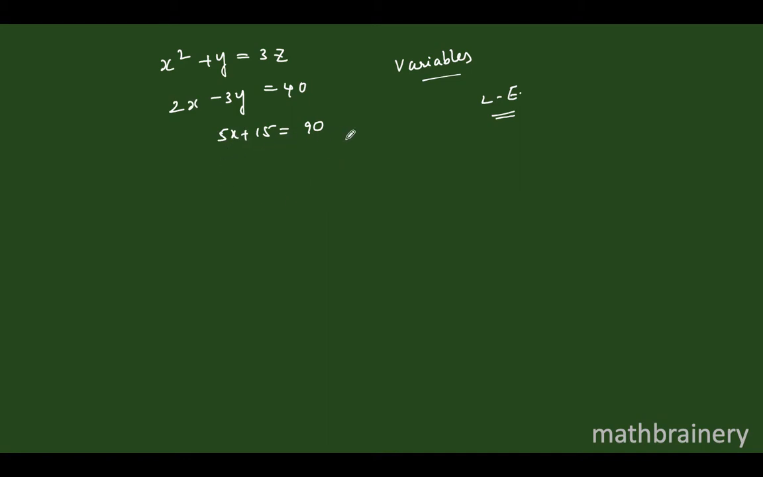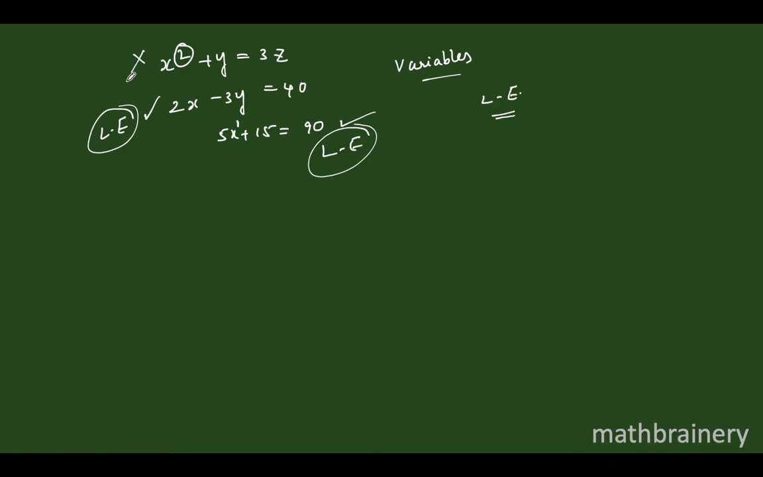Now here 5x plus 15 is equal to 90, the variable x is raised only to the power 1, isn't it? So this is an example of linear equation. Here 2x minus 3y is equal to 40, the variables x and y are raised only to the power 1. So this is also an example of linear equation. x square plus y is equal to 3z. This involves three variables. The variable x is raised to the power 2. So this is not a linear equation.